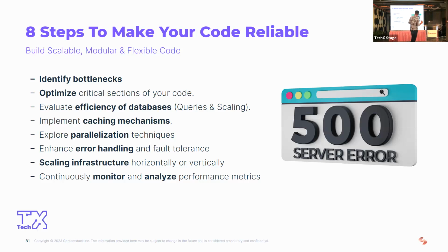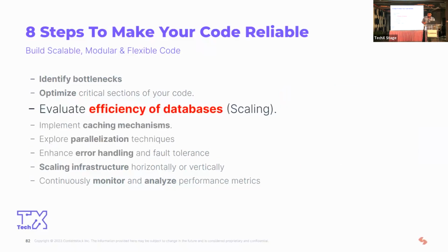Okay. And the other 4 would be: explore parallelization techniques, bring concurrency into the game; handle the error properly, and make sure we are fault tolerant; and scale the infrastructure horizontally or vertically as per the user's need, as per what the organization's requirements are. And finally, we should continuously monitor and analyze our performance metrics to make sure where we did good and where we did not, so that we could use that as a roadmap for the next things.